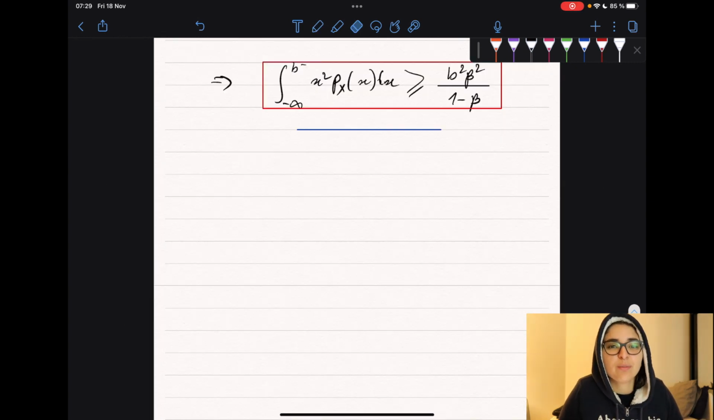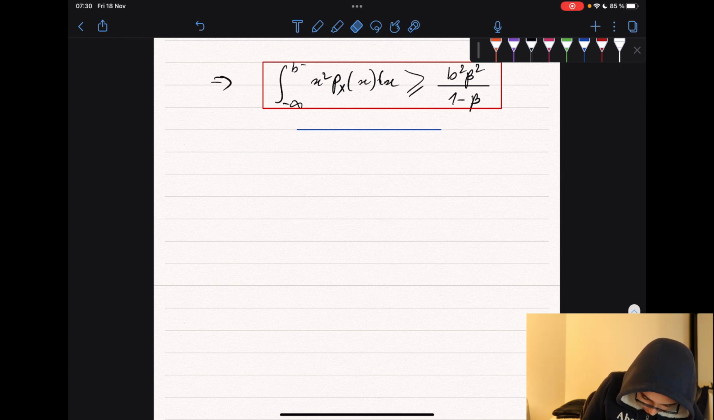Now we're just gonna combine this lower bound that we have found for integral number 1 with the bound that we have found for integral number 2 way before, which was the first thing that we have proven, in order to come up with a lower bound also for the variance.